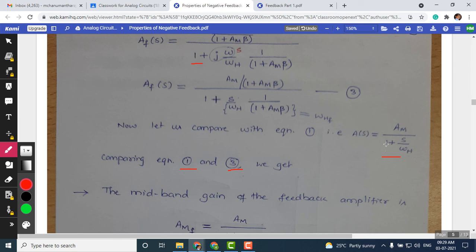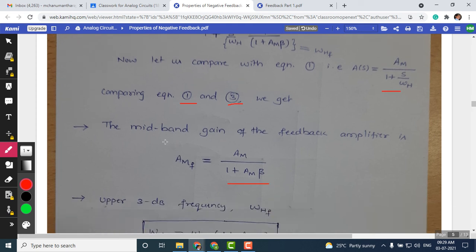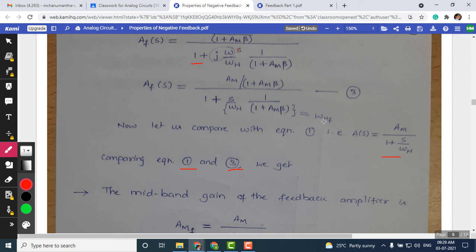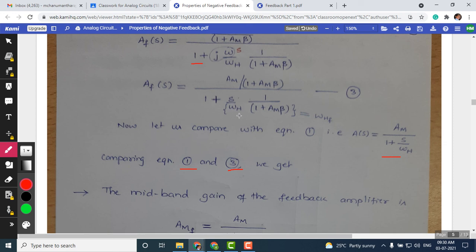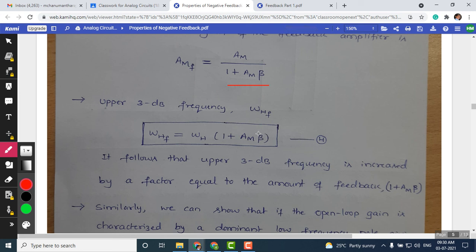So we can write the gain with feedback, AMF, as AM divided by 1 plus AM into beta. This is the midband gain of a feedback amplifier, given by this equation. And when you look at the cutoff frequency omega hf, it can be written as omega h into 1 plus AM into beta, the denominator factor. So what does this show? This shows that the upper cutoff frequency with feedback is increased by the factor 1 plus AM into beta.